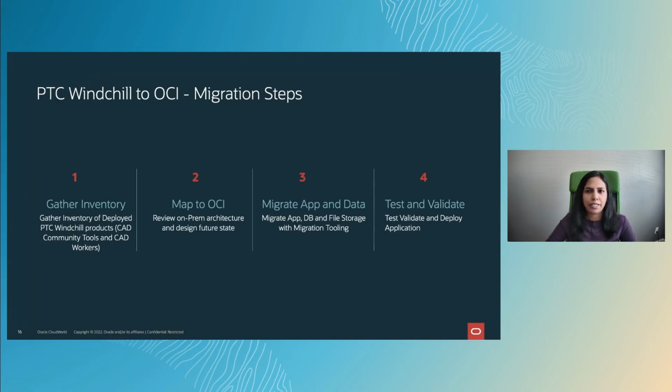PTC Windchill to OCI, the migration steps. Step one would be to assess your inventory, the current deployment that the customer has, and list out the various components like the CAD workers, the CAD communities, and every other application that is deployed. Each of it needs to be evaluated in detail to carve out a migration path to the cloud or OCI. As part of step two, we design the future state architecture on OCI, deploy the VMs and databases that are required, and set up the landing zone.